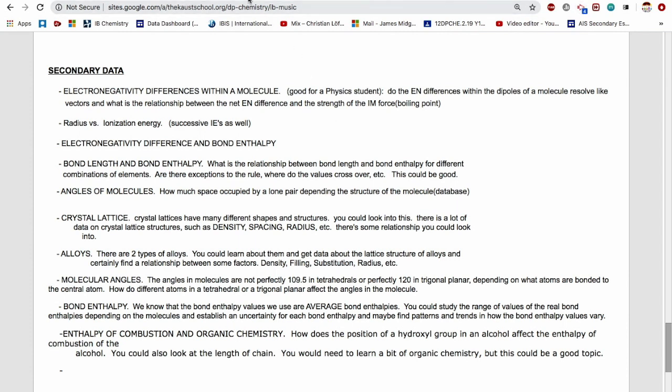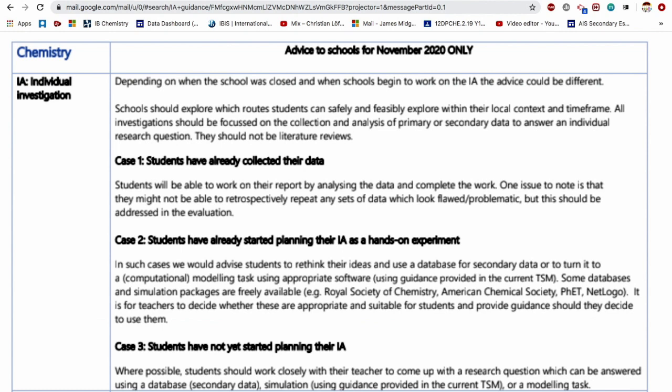There are many ways to begin an IA, whether it be primary or secondary data. Here are some examples of other teachers' suggestions for research questions, these are not mine. Just the same as your standard experimental based IA, everything stems from a fantastic research question. This is the latest advice for schools for 2020. If you started, that's what you need to do. If you've not started, that's what you need to do.